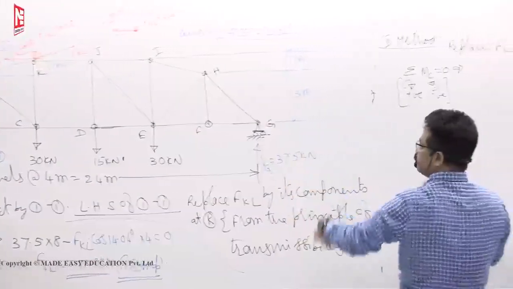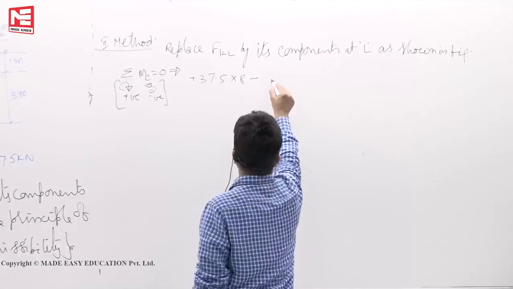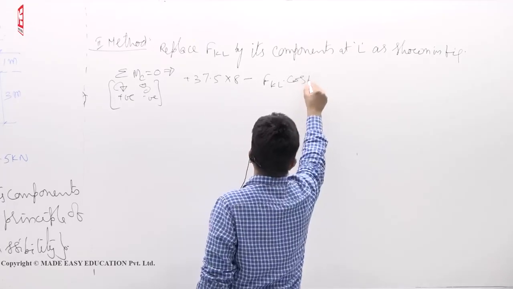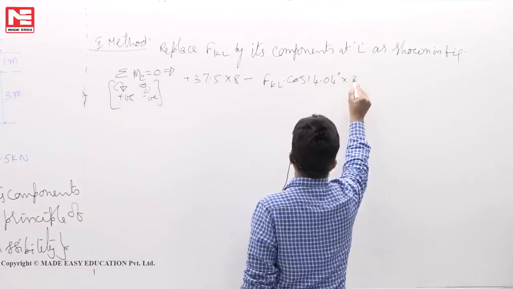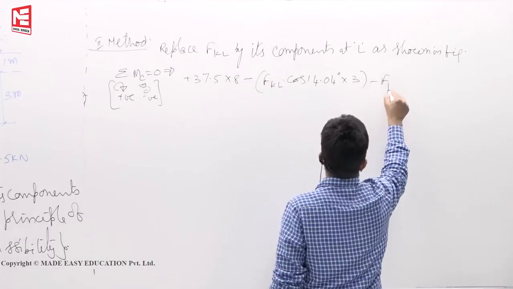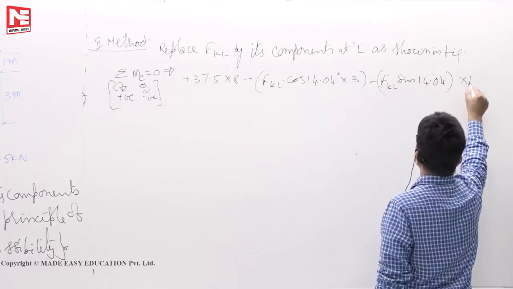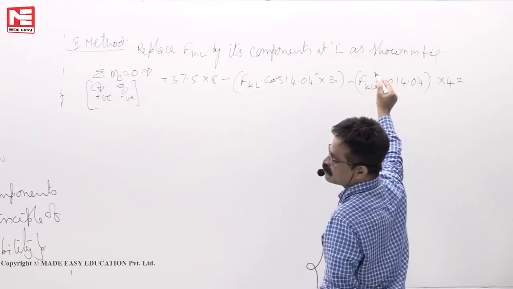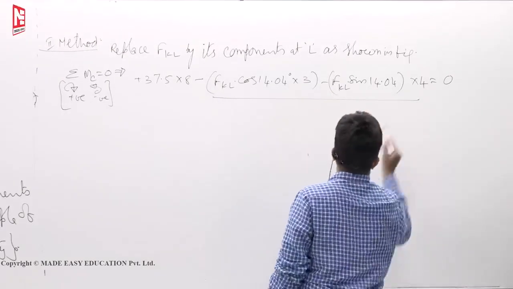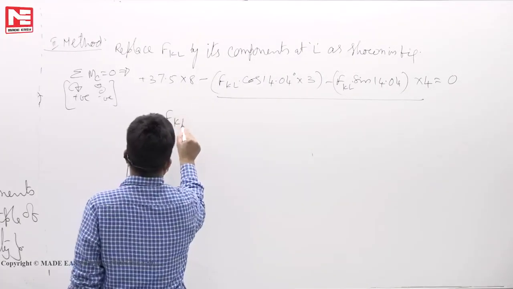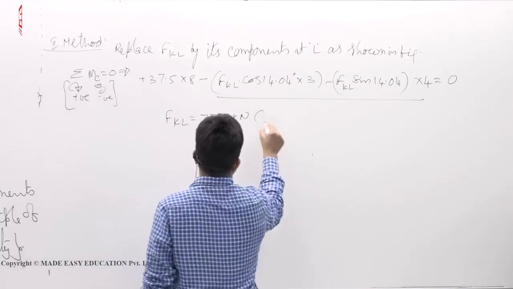So now, plus 37.5 into 8, minus F_KL cos 14.04 into 3, minus F_KL sin 14.04 into 4, must be 0. See, two times we have to calculate this one. So F_KL again we will get 77.8, compression.